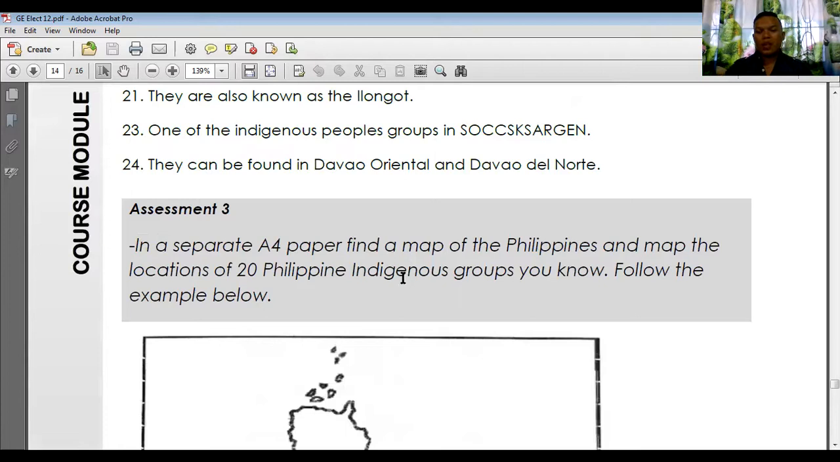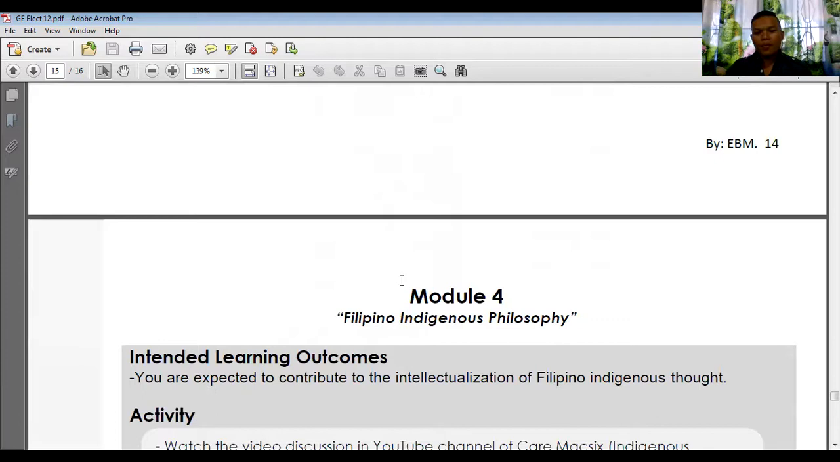Okay, let's go to module 4, Filipino Indigenous Philosophy. Why is it important that we talk about the philosophy of the indigenous people? Because we have to understand their worldviews. By understanding this, we can make policy together. We will understand each other, and they will understand us, because we are not considered as the indigenous people.